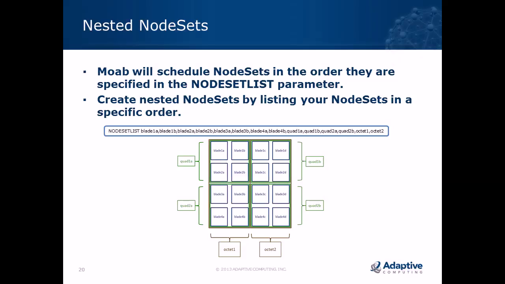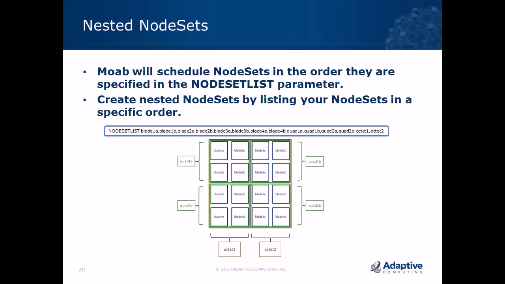For a job to run ideally, it should run within a single blade. However, if it can't run within a single blade, it should run within a single quad unit. If it can't run within a single quad unit, it should run within a single octet unit. And finally, if it can't do that, we'll just run it anywhere. So by specifying a node set list in the order of smallest to largest, starting with the blades, going to the quads, and finally the octets, that's the exact behavior that you get.